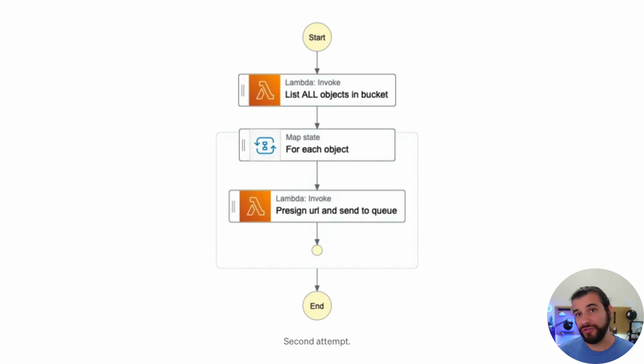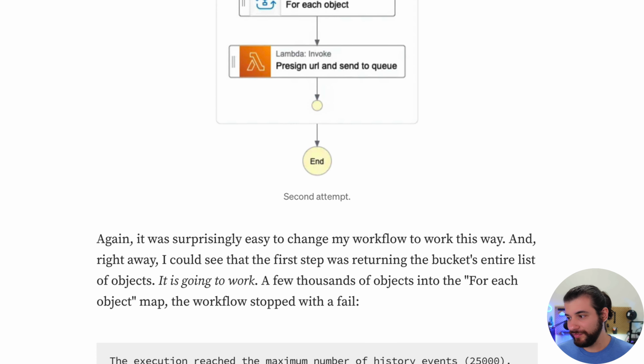So I created a Lambda that was going to list all objects in a bucket. Whenever I had all the objects in that bucket, then with that output of the Lambda, I would feed my map state. And for every object in that list of objects, I would run my previous Lambda that was going just to pre-assign the URL and send to the queue. And again, it worked until it didn't. It worked for more than 1,000 objects, which is awesome. But again, I hit a limitation with a few thousand.